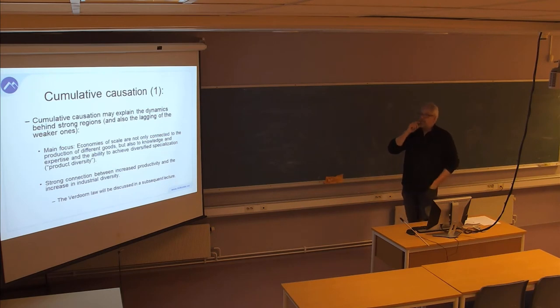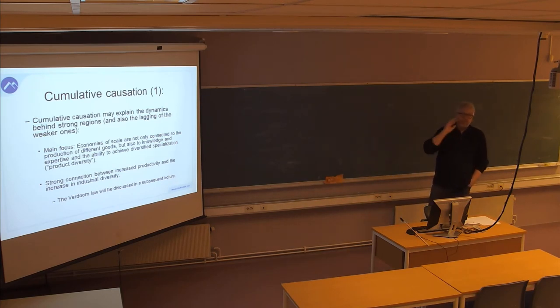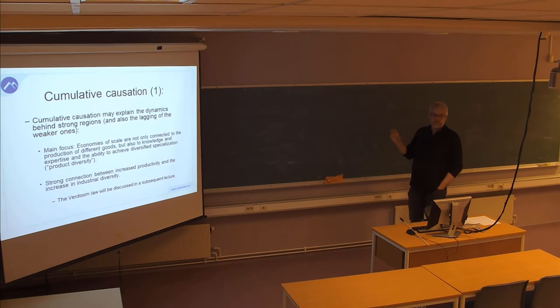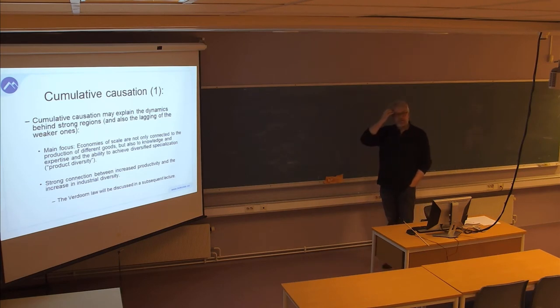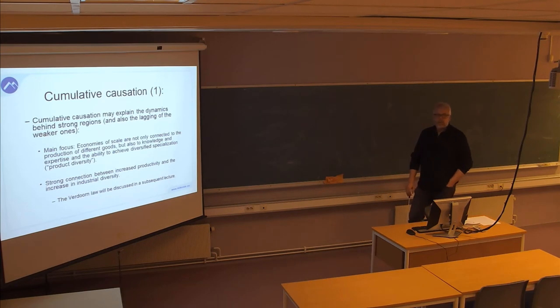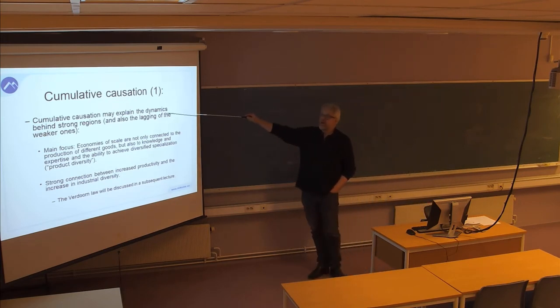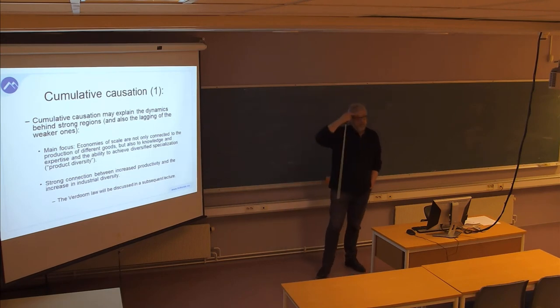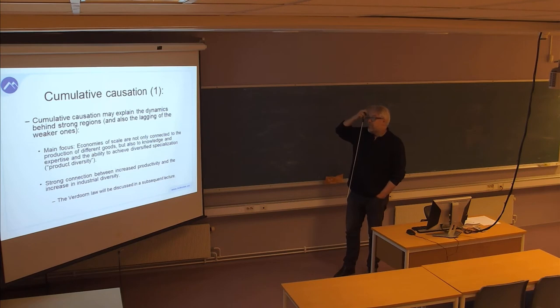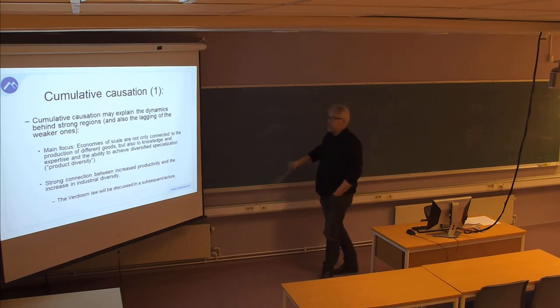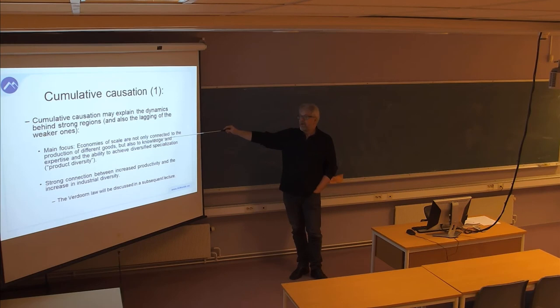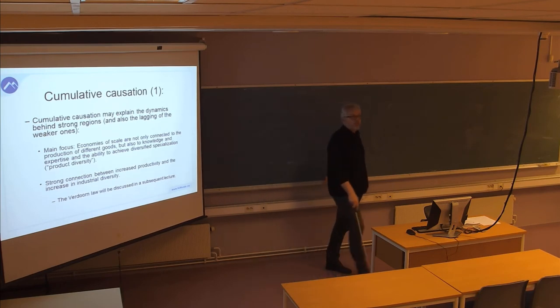So that's when we turn to cumulative causation. I will talk a lot about the different mechanisms behind cumulative causation throughout this course, because this is a quite modern way of looking at the reasons for economic growth. May I explain the dynamics behind strong regions and the lagging of weaker ones? I've given a few indications. The main focus here is that we have economies of scale in production.